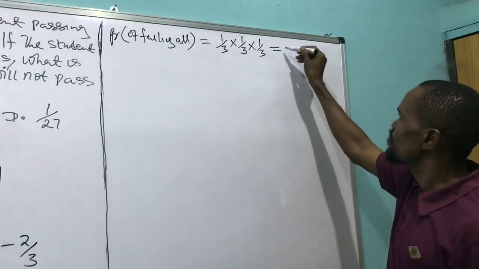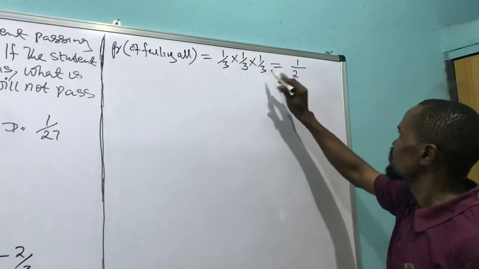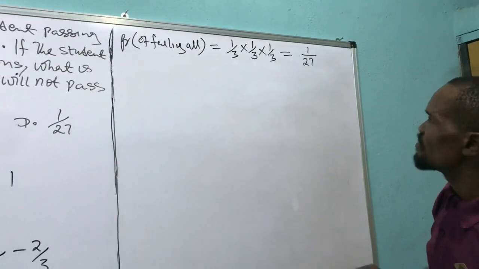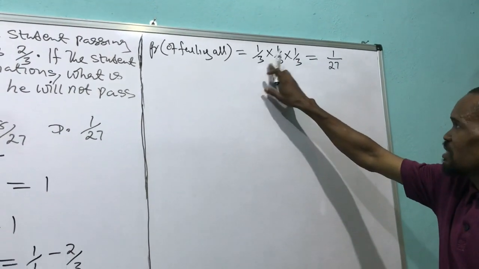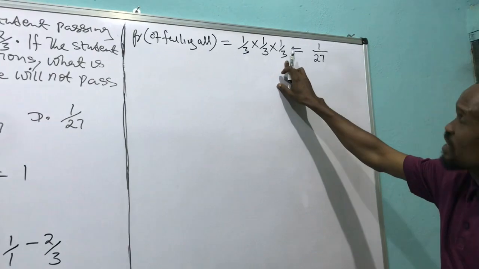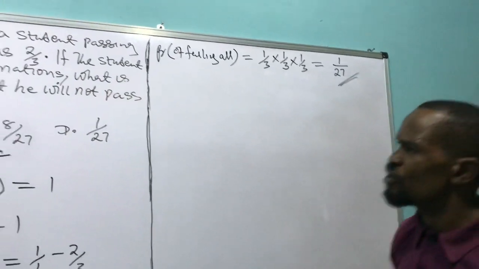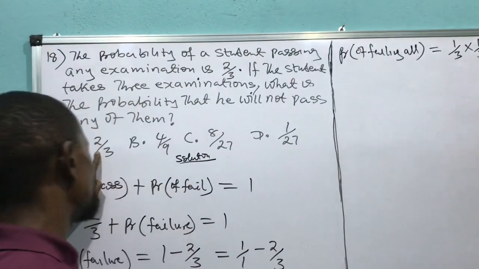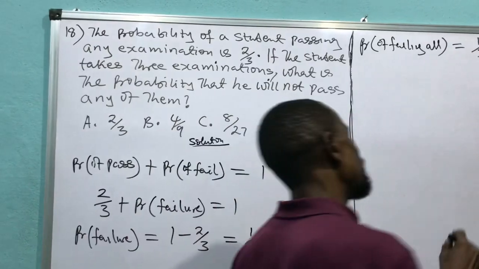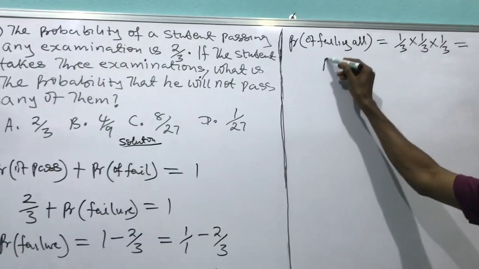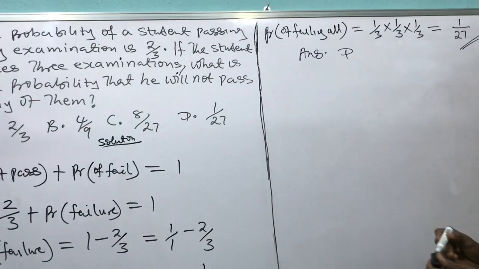That will be 1 all over 27. That's the probability of failing all. 1 over 3 times 1 over 3 times 1 over 3 equals 1 over 27. And we go for the option. I look for the option. This is not it, it's not it. Option D is the correct option. My answer is D.